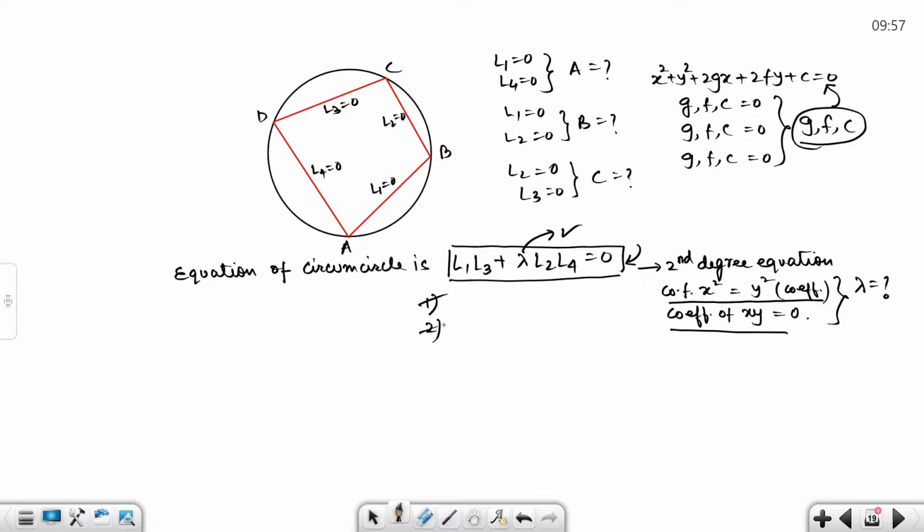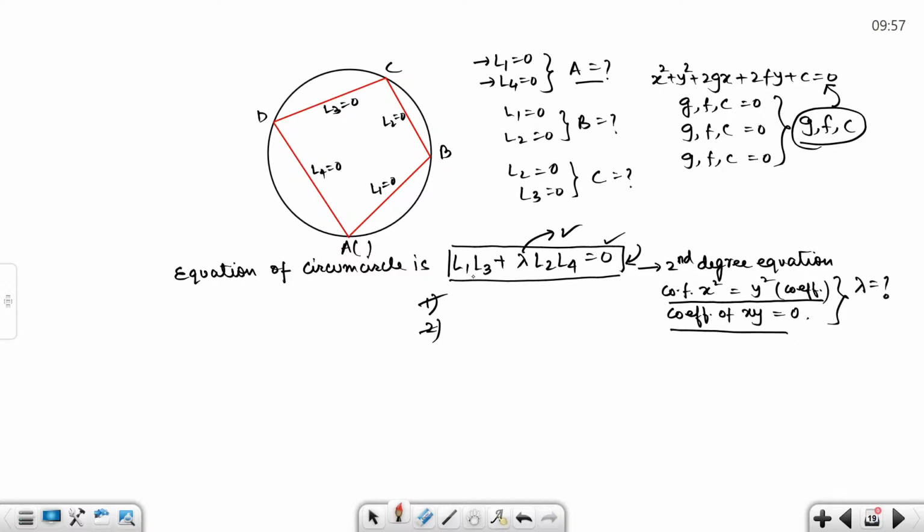Now the second question comes: does it pass through A, B, C, and D? Does it pass through the points A, B, C, D? Let us check. You know how you got the coordinates of A, by solving L1 equals 0 and L4 equals 0. So if I put the coordinates of A in this equation, we definitely have L1 equals 0 and L4 equals 0. So from there, please observe carefully. Let me change the color of the pen.